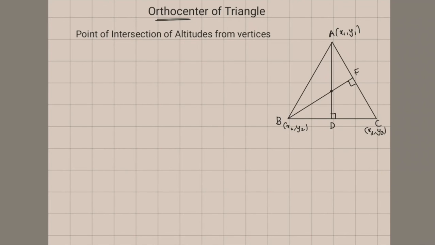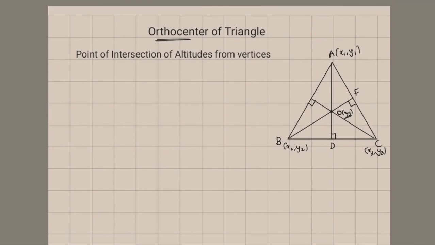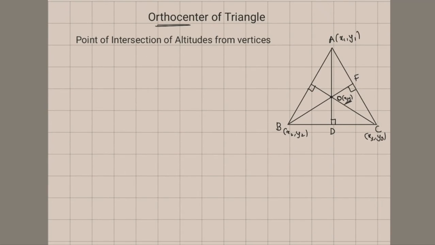Similarly, if you draw the third height from C, you get something like this. These three heights intersect at a point O, which is some x, y. This is called the orthocenter. Whereas in the circumcenter, it is the intersection of perpendicular bisectors, in the orthocenter, it is the intersection of altitudes.